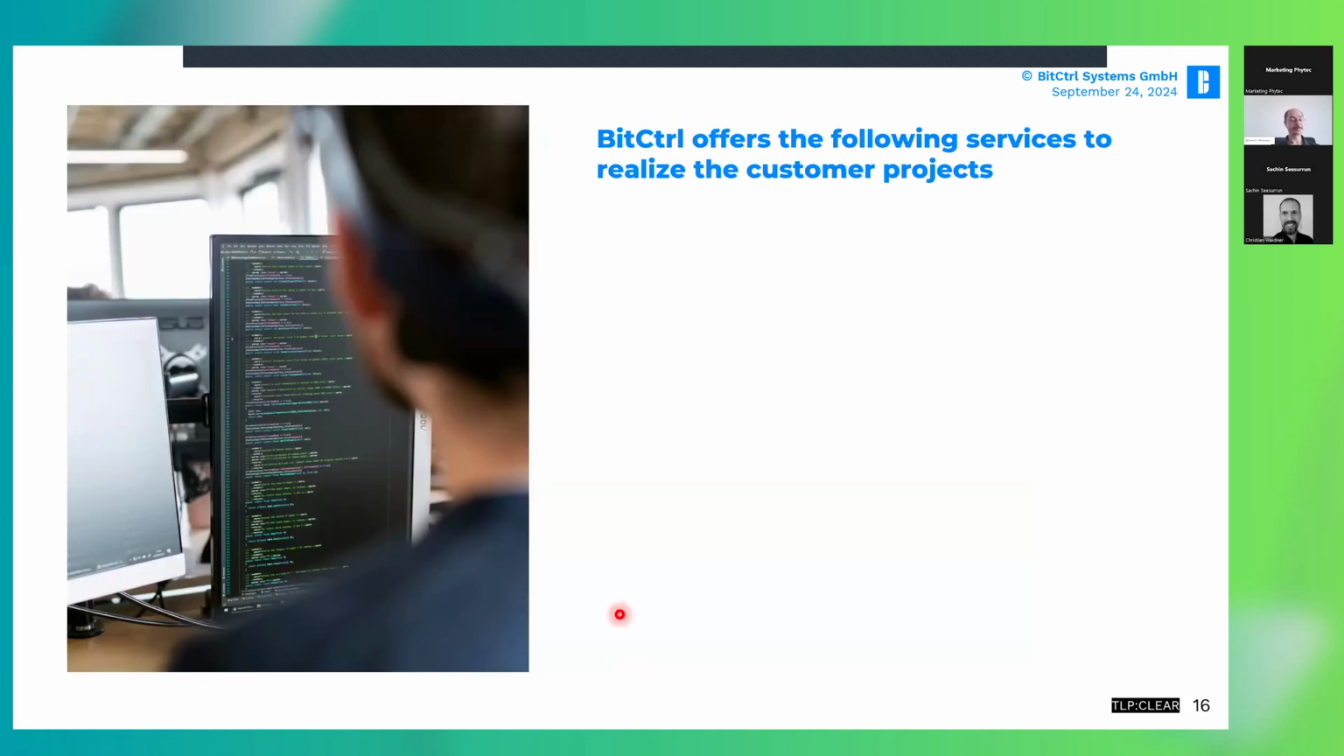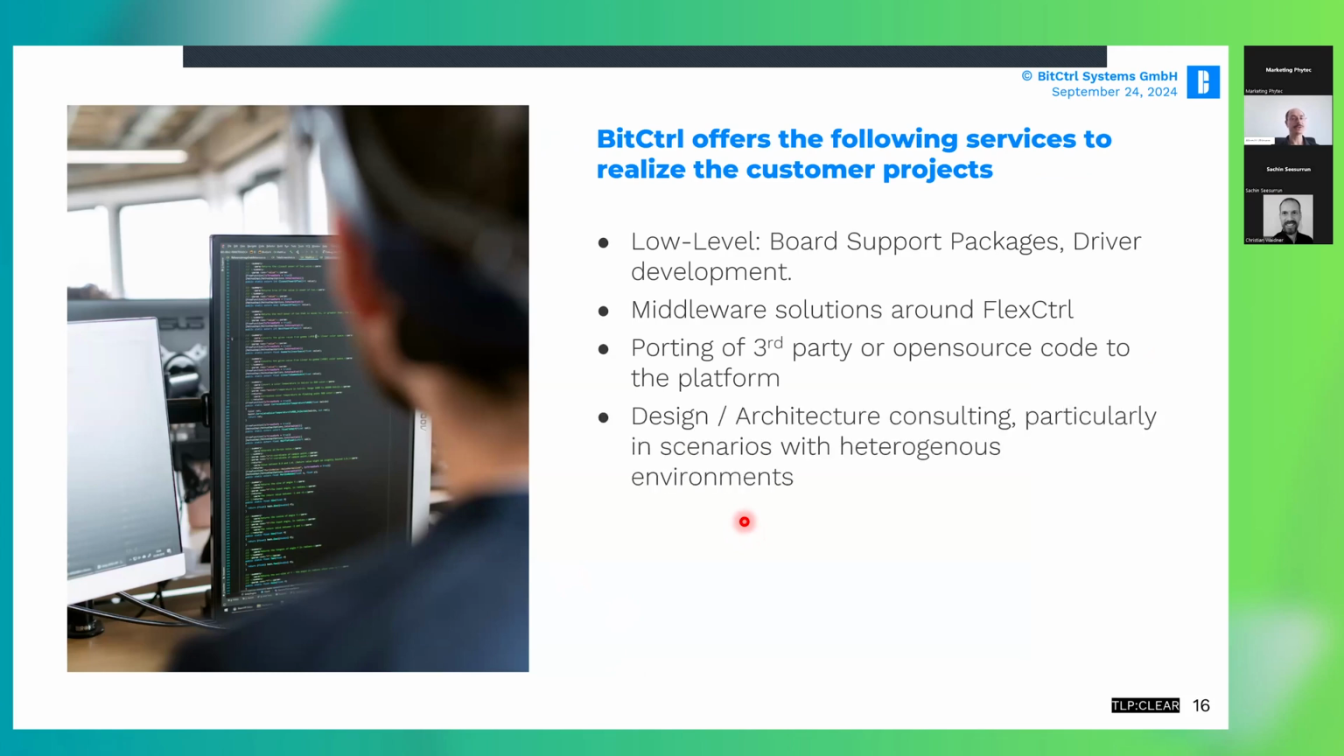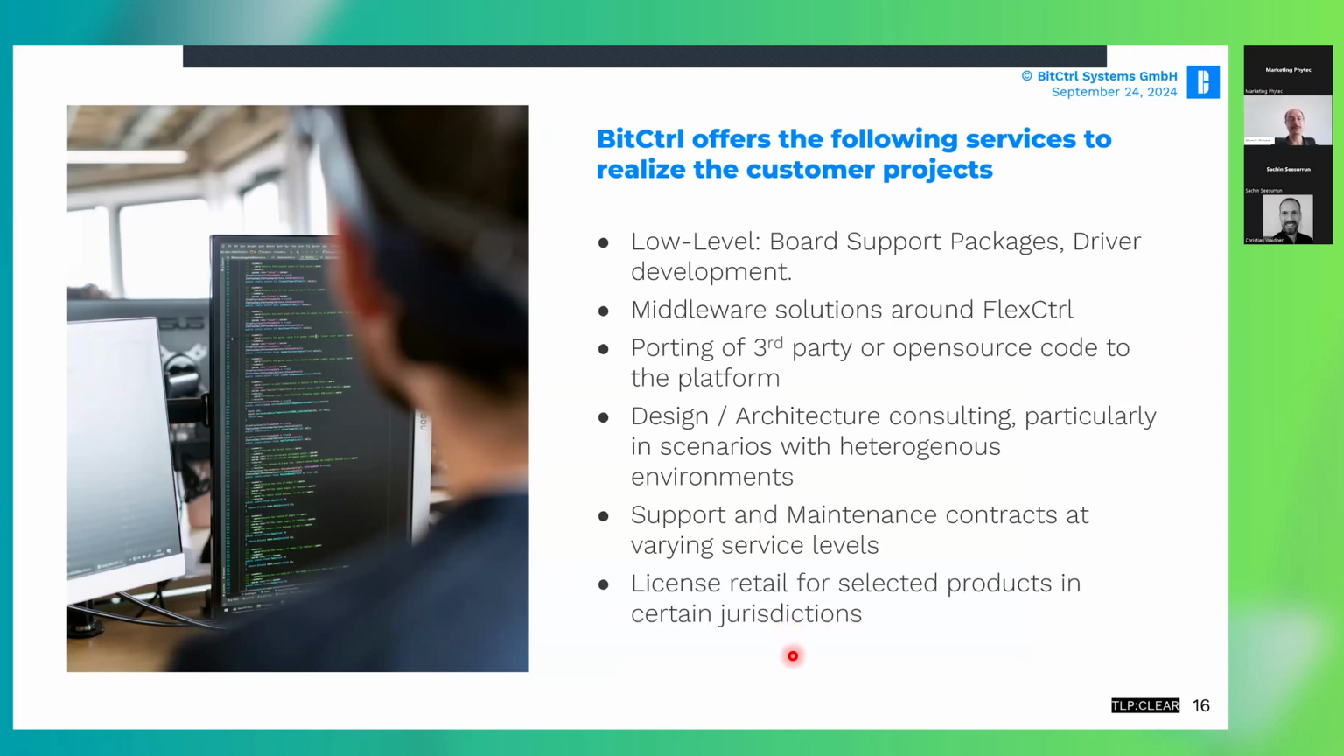Right, after this use case scenario, I just want to talk a little bit about the services that we offer. So there is a lot of low-level board support packages and driver development that we do. We do a lot of middleware solutions around Flex Control, third-party software, porting, etc. We also do design and architecture consulting, in particular in scenarios with heterogeneous environments. And of course, we have support and maintenance contracts at various service levels. And also we have licensed retail business for selected products in certain jurisdictions.